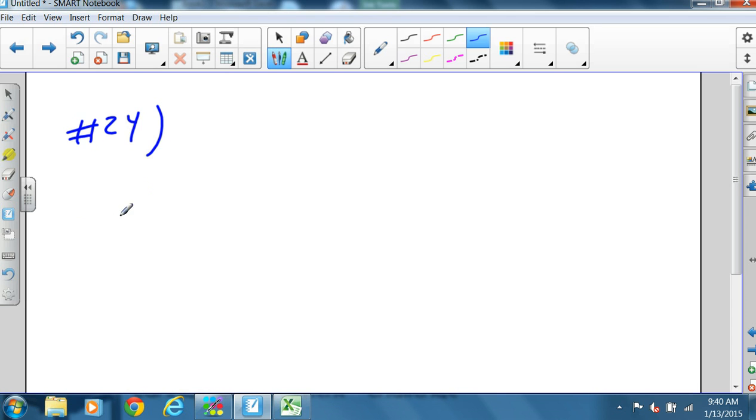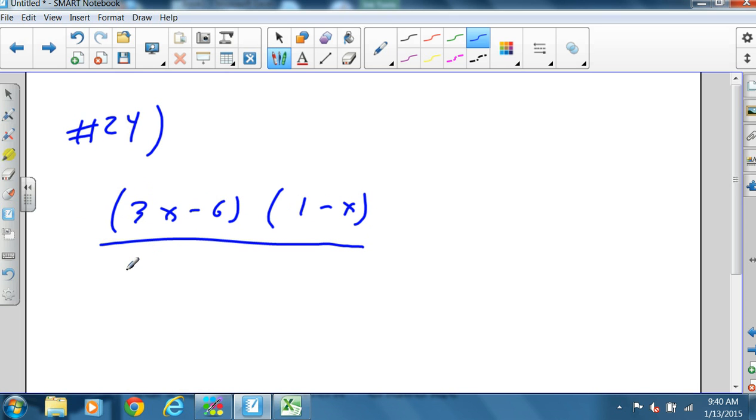Find the values that make it indeterminate. All right, so this is more interesting, number 24. We have 3x minus 6 times 1 minus x over x minus 1 times 2x minus 6. And we want to find the values of x that make this 0 over 0. So in words, that's what it's asking us to do.